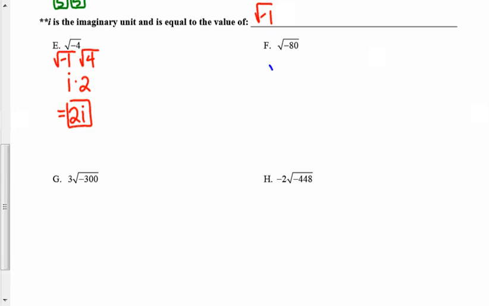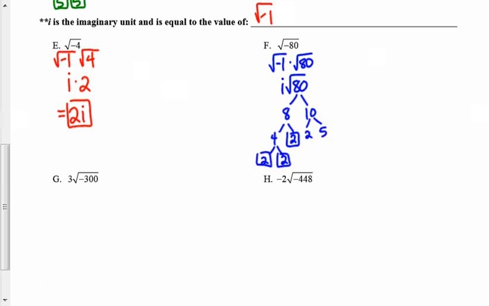So on F, we have square root of negative 1 times square root of 80, so breaking up that negative and the 80. So this is i square root 80. But unlike E, 80 isn't a perfect square. So I'm going to go back up to what I was doing at the top of our notes and break this down into its factors. I'm going to use 8 and 10. That would be 4 and 2. 4 can break down further. And 10 breaks down into 2 and 5.